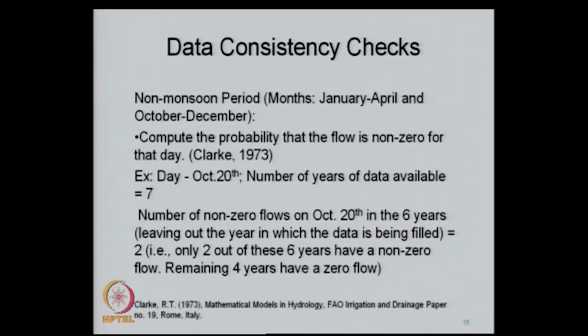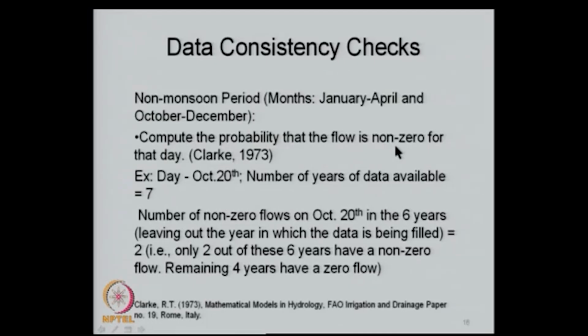Now, we go to the non-monsoon period. In the non-monsoon period you may have a rainfall or you may have a flow, or you may not have any flow at all, which means if you are talking about small distributaries and small tributaries, you may not have any flows at all in those rivers. So, we compute the probability that the flow is non-zero for that day. Just look at the historical data and then get these probabilities.